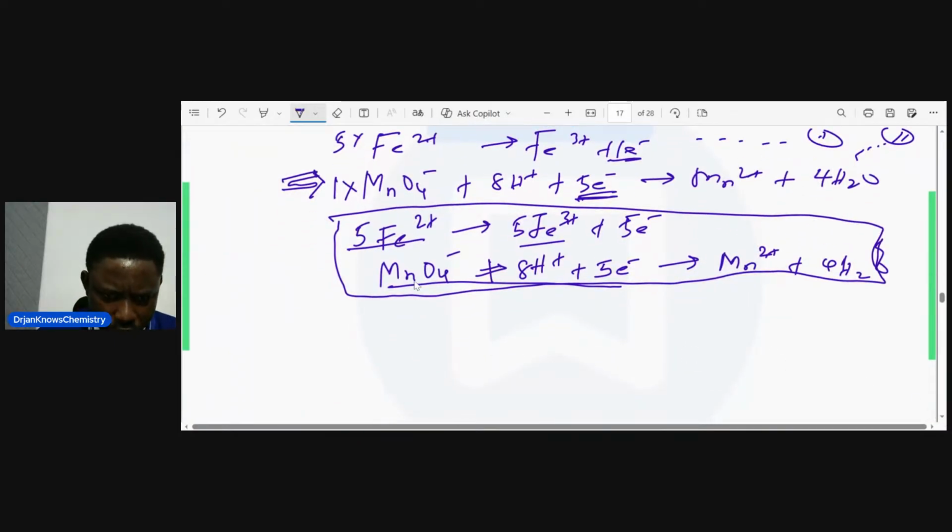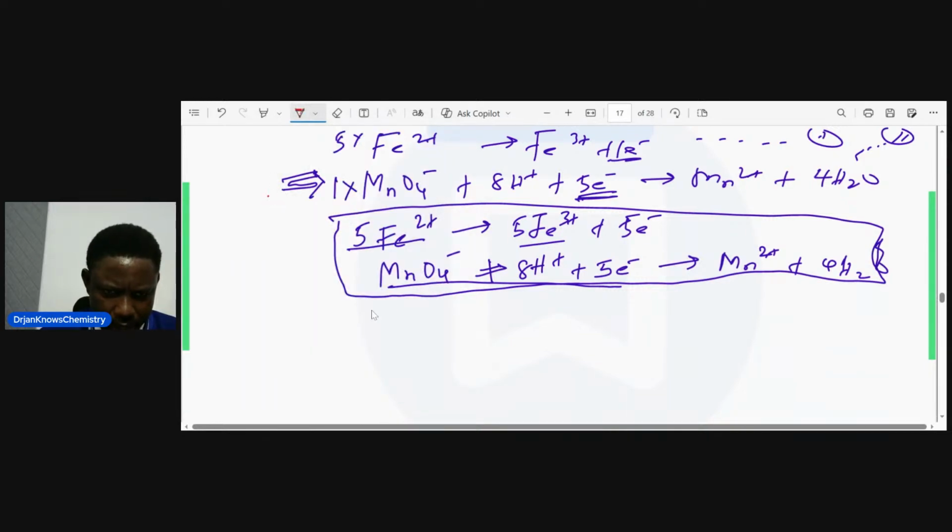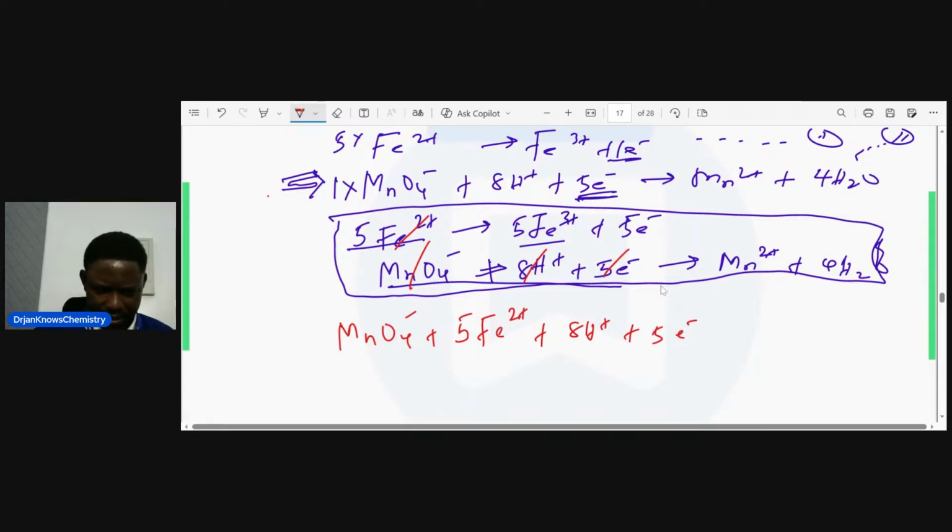Now I'm picking this one. I'll be crossing. Let me pick red pen so that we can cross that. So I'm picking this MnO4 minus. So I'm done with this. Then I want to pick 5Fe2+. Remember that I'm adding everything in the reactant side together. I'm going to make more videos on this so that you can see how easy it is. 8H+, can you see? Plus 5 electrons. Those are the things in the reactant side.